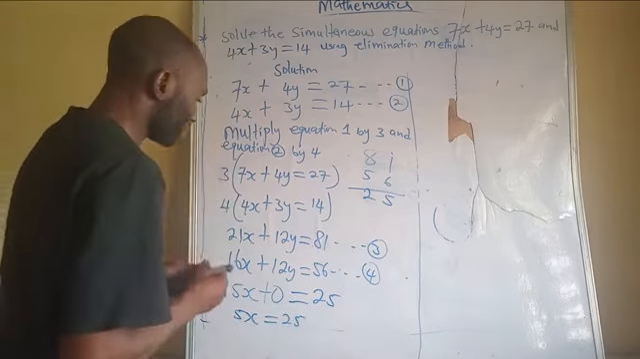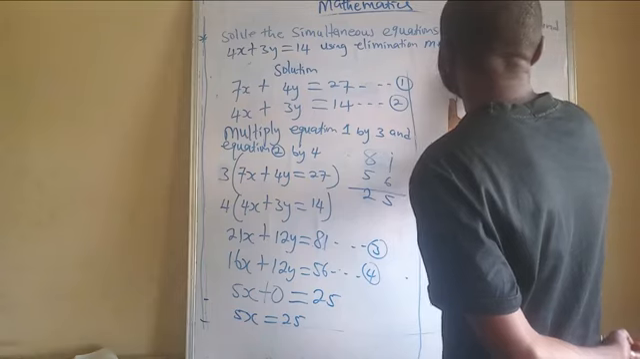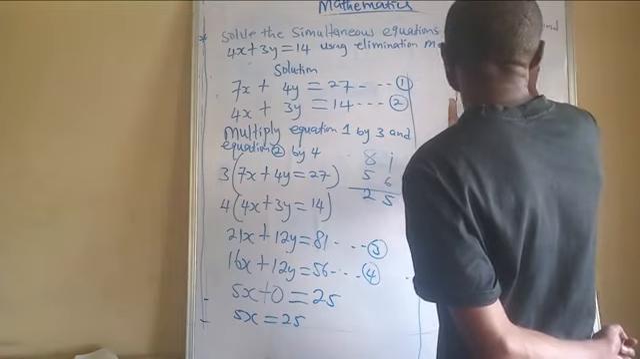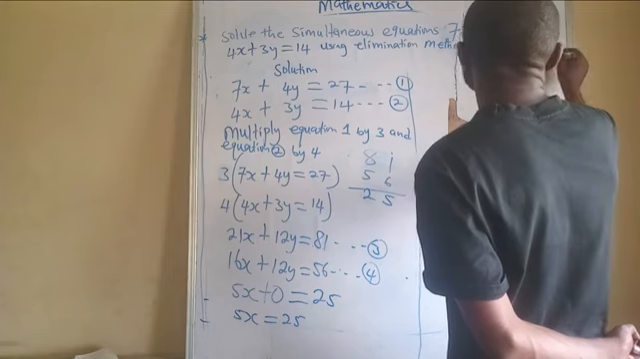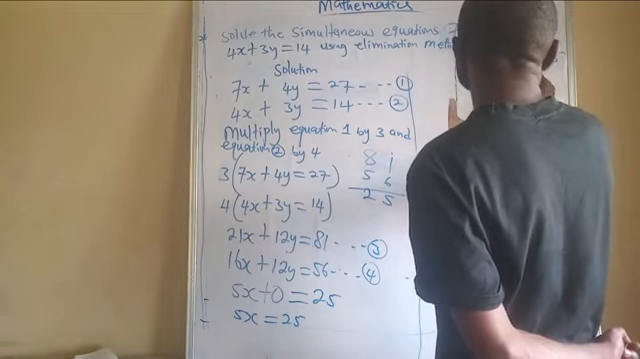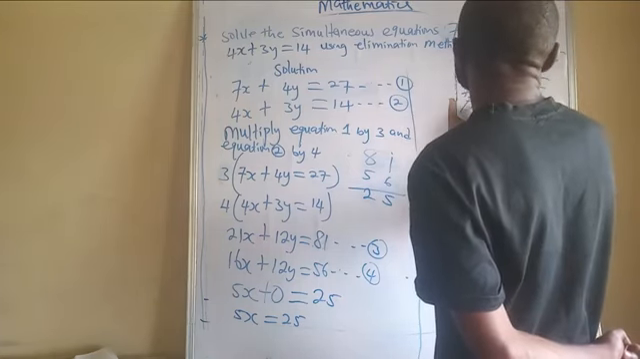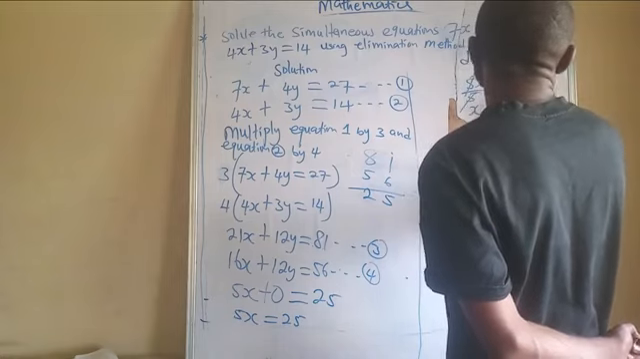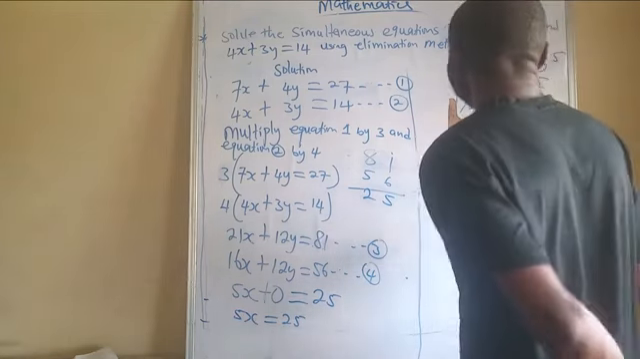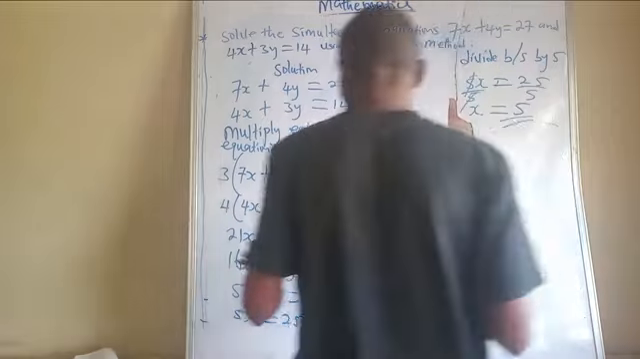Then divide both sides by 5. So 5x is equal to 25. Divide 5 here, divide 5 here. 5 divided by 5 will give us x. And 25 divided by 5 is 5. So that is the value of x in this equation.